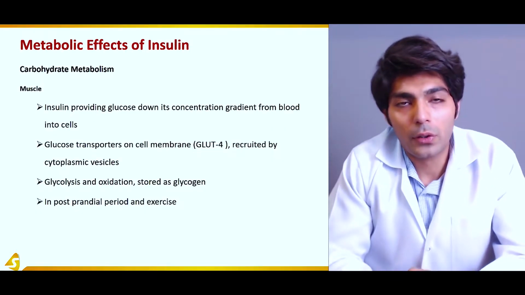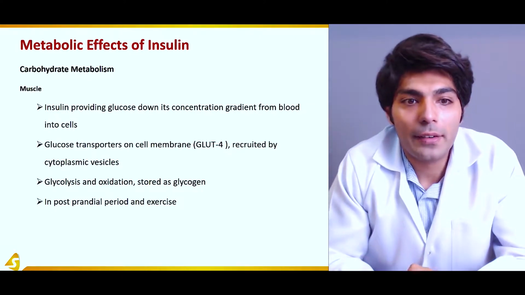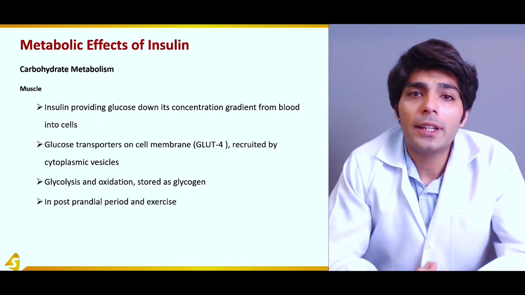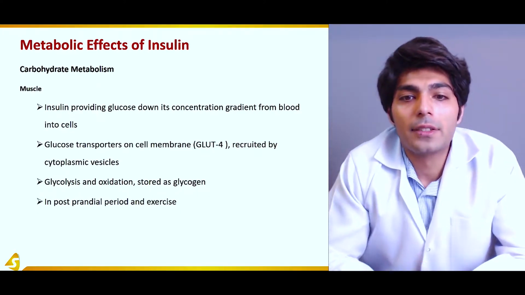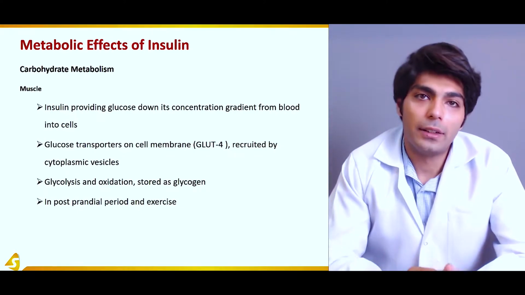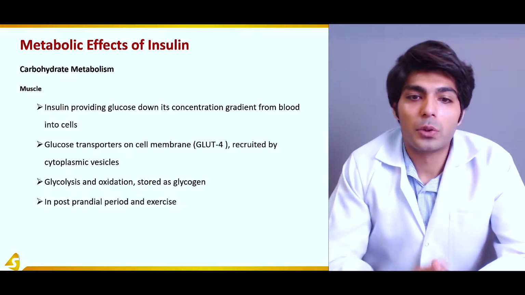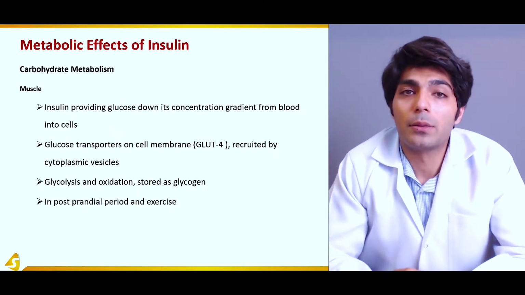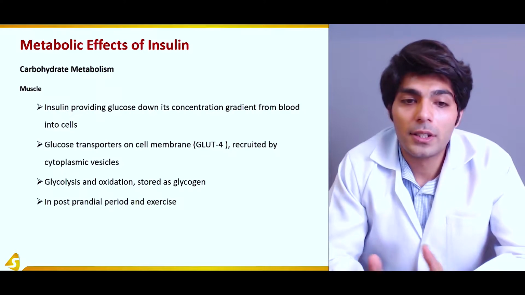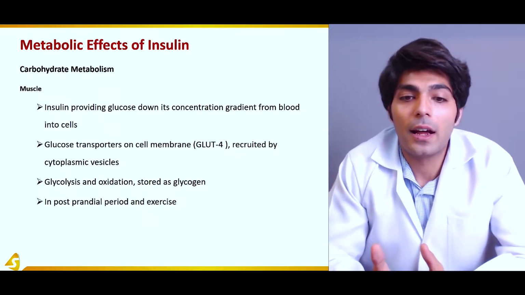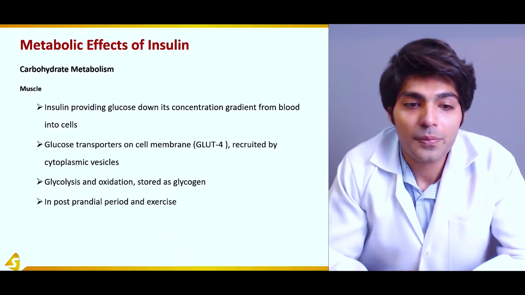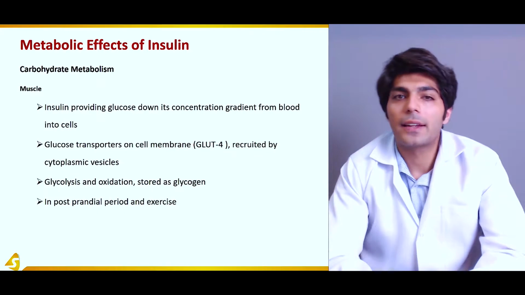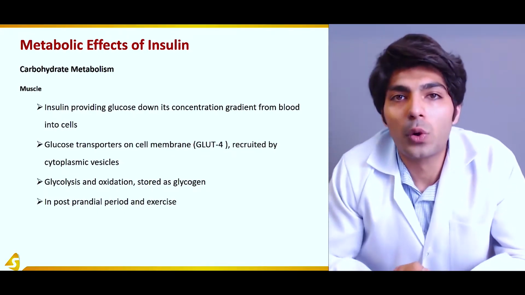So we're going to discuss carbohydrate metabolism first. In muscle, insulin provides glucose its concentration gradient from blood into the cell. The glucose transporters on the cell membranes, the GLUT4 we have discussed, are recruited from cytoplasmic vesicles. There is glycolysis and oxidation, and glucose is stored as glycogen in the postprandial period and during exercise.